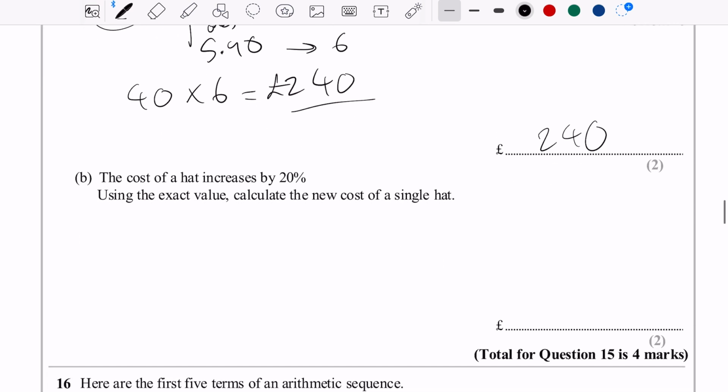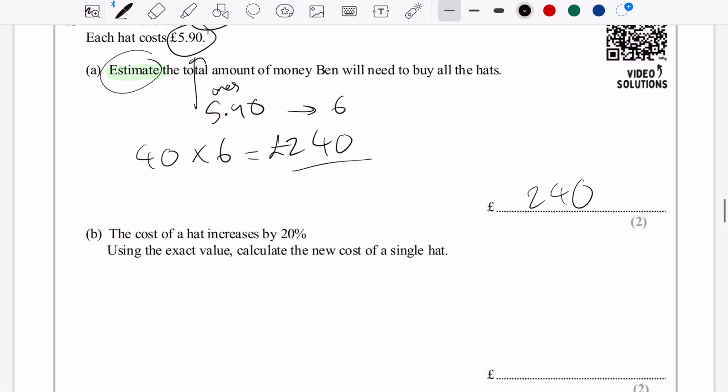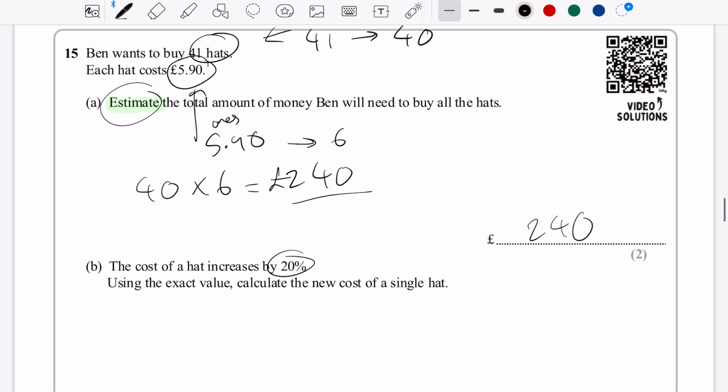Okay, moving on. Cost of a hat increases by 20% using the exact value. So now we're not estimating anymore. Calculate the cost of a single hat. So we know a hat costs £5.90. We need to increase that by 20%.